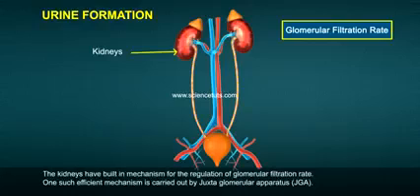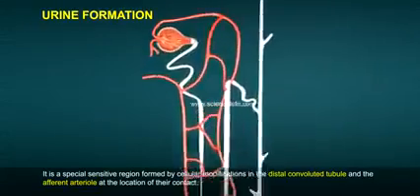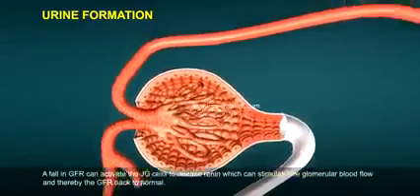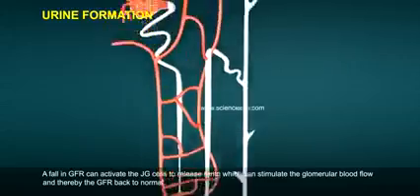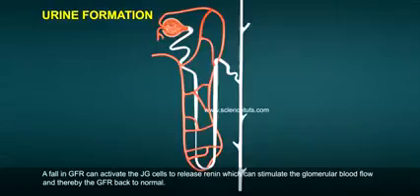The kidneys have a built-in mechanism for regulation of glomerular filtration rate. One such efficient mechanism is carried out by the juxtaglomerular apparatus, JGA. It is a special sensitive region formed by cellular modifications in the distal convoluted tubule and the efferent arteriole at the location of their contact. A fall in GFR can activate the JG cells to release renin, which can stimulate the glomerular blood flow and thereby bring the GFR back to normal.